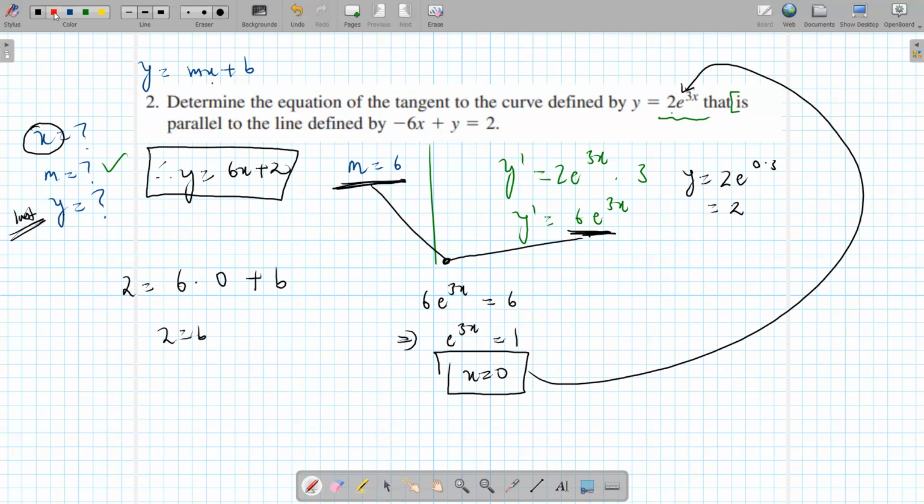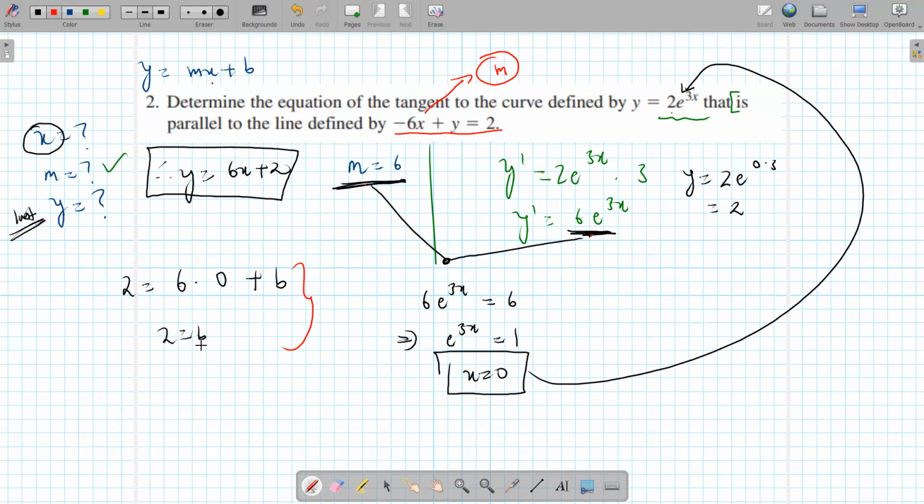Just a quick recap of what happened. Using this line, we automatically know what our m is. Finding the derivative and setting it equal to m, we can find our x value, and we can plug it back into the main starting equation to find our y value. And finding the b value is just plugging and chugging.